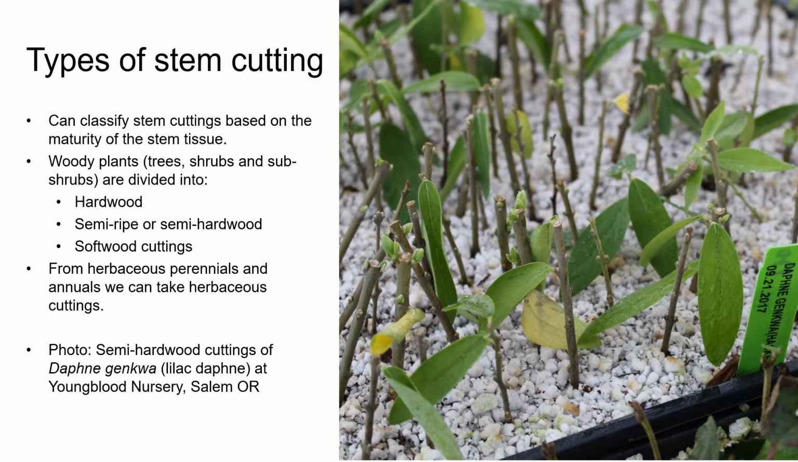We can classify stem cuttings based on the maturity of the stem tissue we use for propagation. Cuttings from woody plants, which are trees, shrubs, and subshrubs, are classified as hardwood, semi-ripe or semi-hardwood, and softwood cuttings. From herbaceous perennials and annuals, we can take herbaceous cuttings, which are similar to softwood cuttings taken from woody plants.